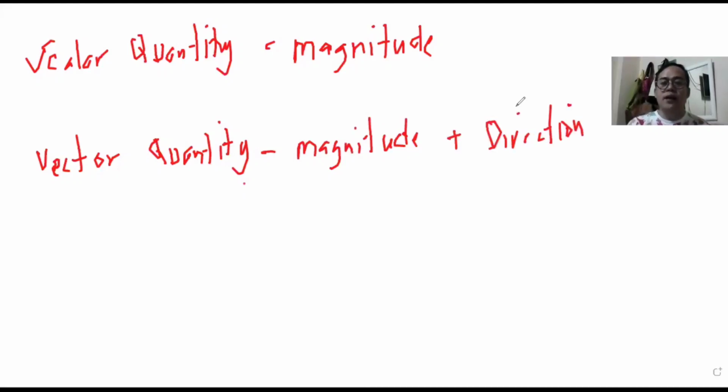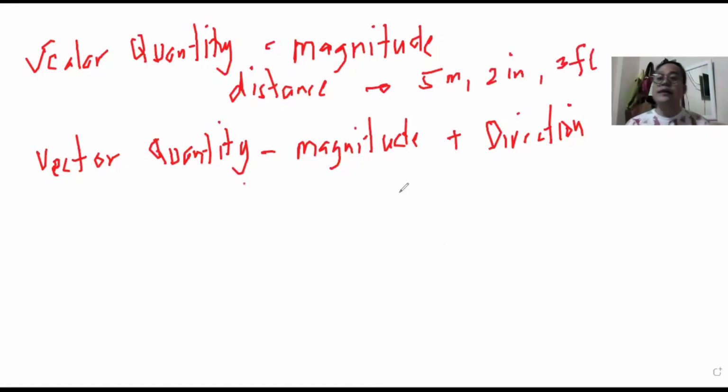When there is a direction, that is what you call a vector quantity. So once we talk about scalar quantity, you're only referring to magnitude, while vector quantity refers to the magnitude and the direction of a certain particular situation. For example, your length or your distance is an example of a scalar quantity. Distances are 5 meters, 2 inches, 3 feet. So those are distances. We're referring to the length of the material.